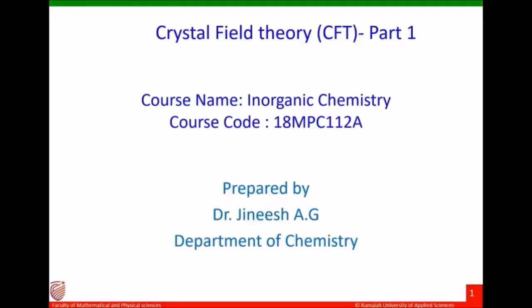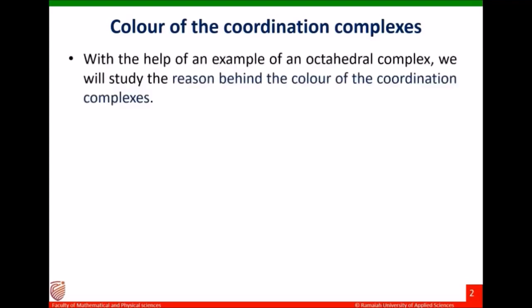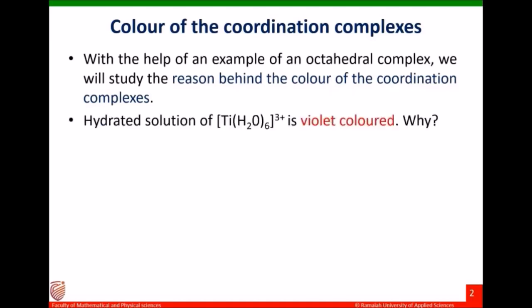In today's class, we will study the color of coordination complexes. We know that generally coordination complexes have colors. With the help of an example of an octahedral complex, we will study the reason behind the color of coordination complexes. For example, the hydrated solution of titanium, [Ti(H2O)6]3+, is violet colored. Why? In the titanium complex, the oxidation state of titanium is +3.